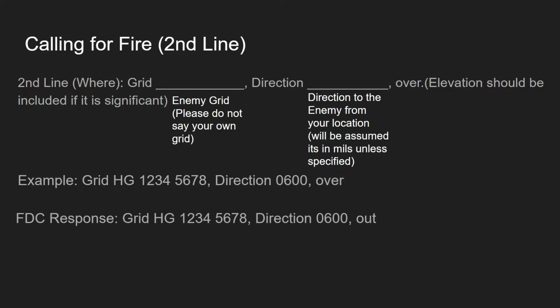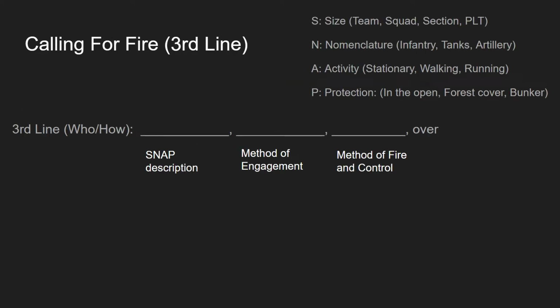The third line is the description of the target, method of engagement, and method of fire and control, the who and the how. To give a description of the target, use SNAP. This stands for size, nomenclature, activity, and protection. For method of engagement, FDC will assume most of the correct information for you, assuming you gave a good SNAP description. For method of fire and control, fire when ready means they'll fire the rounds as soon as they can, which is the most useful for training simulations.